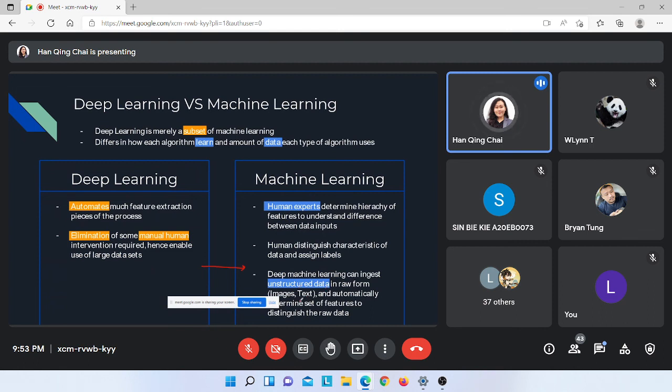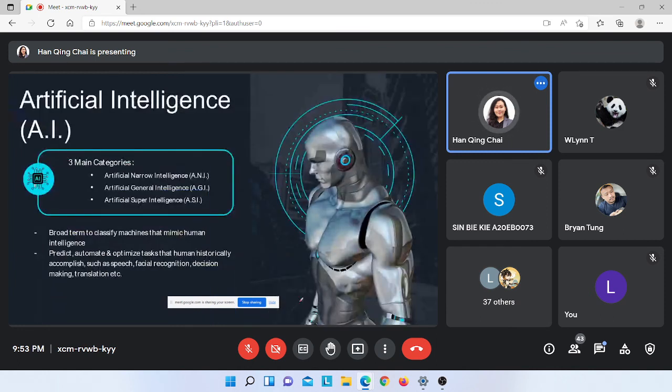So this is basically the distinction. And why we didn't talk a lot about AI is because it's very complicated. Actually, the AI that we know is a broad term to classify machines that mimic human intelligence and to predict, automate, and optimize tasks that humans historically accomplished, which is actually quite complicated, right? After you know about neural networks and deep learning, those are actually just the surface of AI. And it's already so complicated, you have to know so many things.